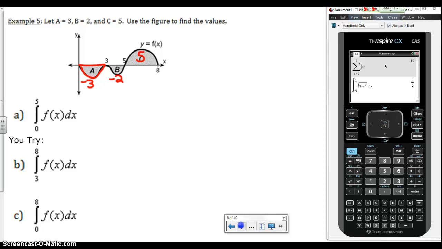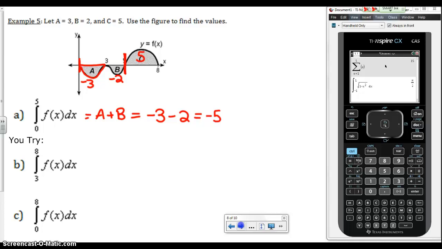So if I want to find the area from 0 to 5, 0's here, 5 is here, I'm taking the area of A plus B. So in this case, A is going to be -3 and B is going to be -2. So the integral from 0 to 5 is going to be -5.